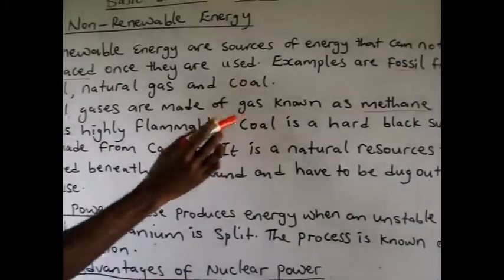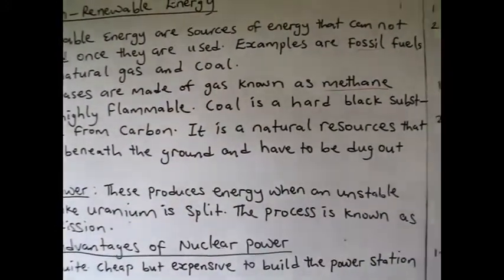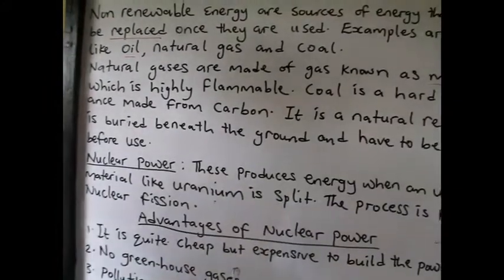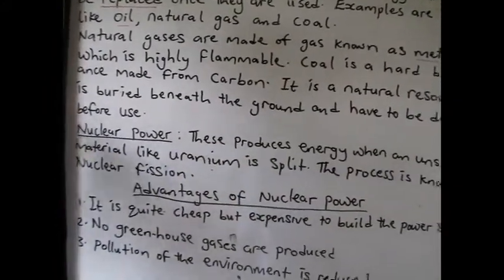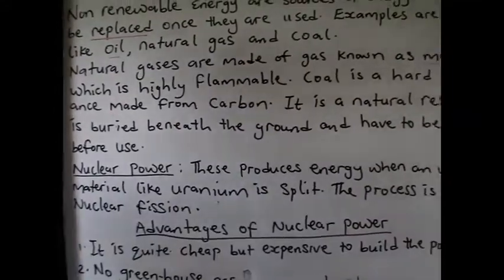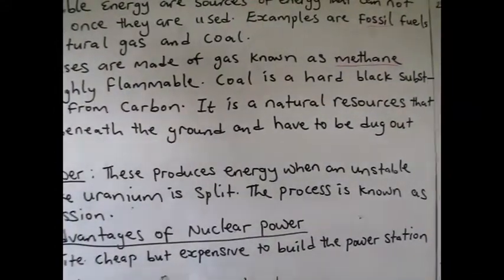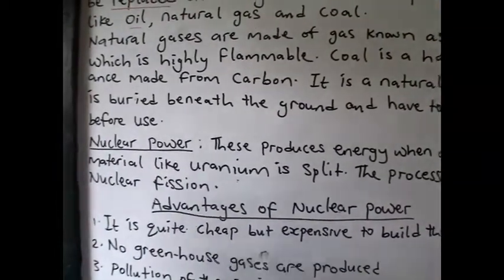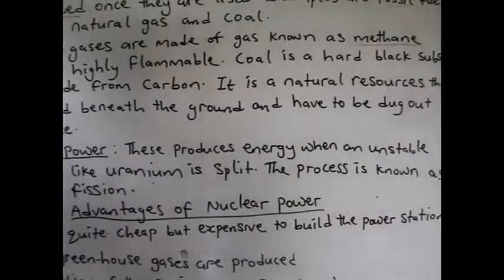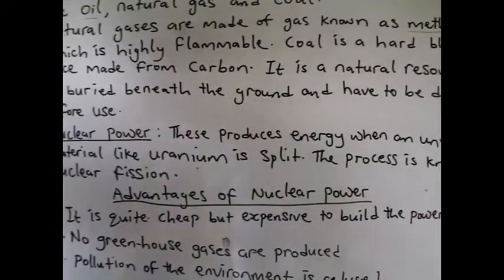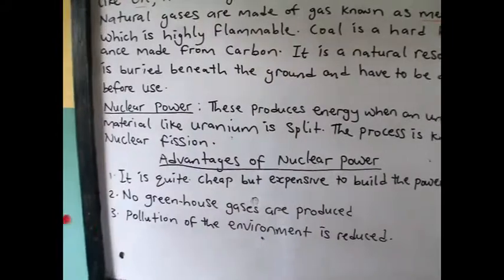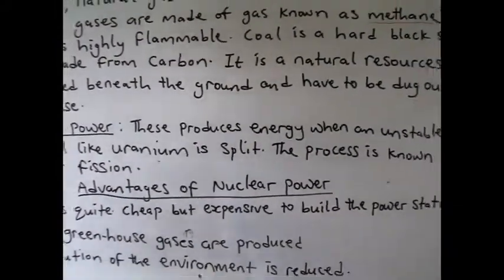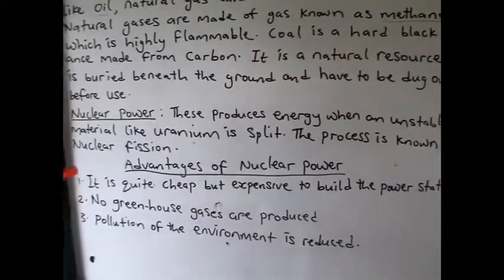We equally have coal. Coal is a hard black substance made from carbon. And how is this coal formed? They are of plant and animal origin that has been under the earth's surface for thousands of years. They remain there, disintegrate, and become dark carbon. They are very hard, and they are being used today in so many functions, like generating electricity, making our roads, and in other technologies.